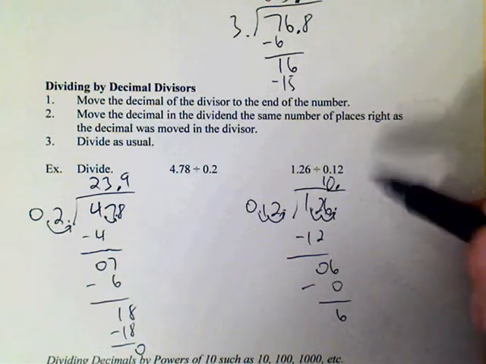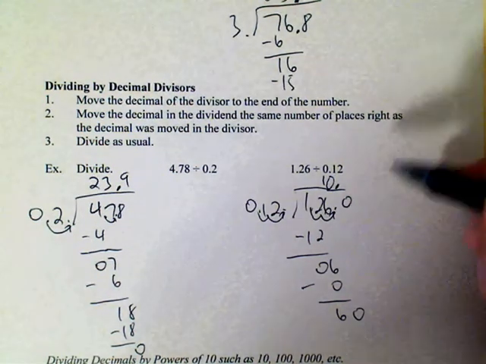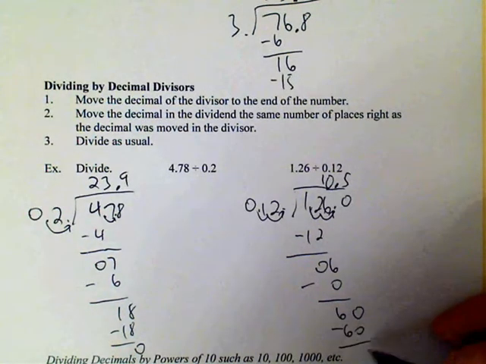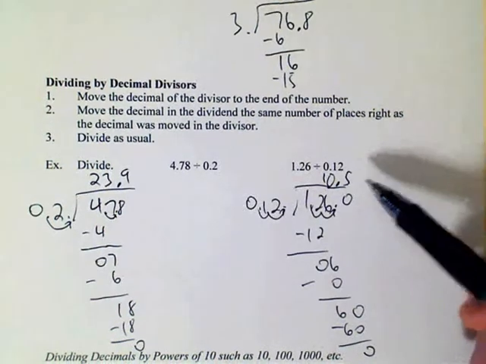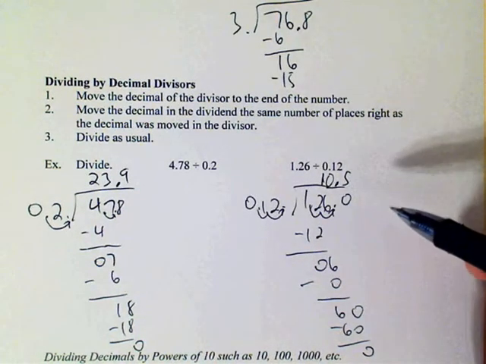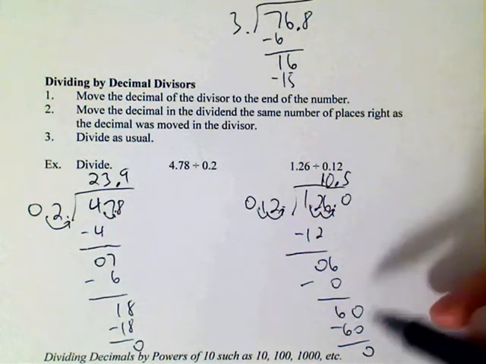Now we're going to throw in a 0 and bring it down. 12 goes into 60 5 times, and 5 times 12 is 60. Subtract, you get 0. Sometimes our decimal keeps on going. Sometimes it never stops and never repeats. If that's the case, you'll be told how to round. So keep that in mind.